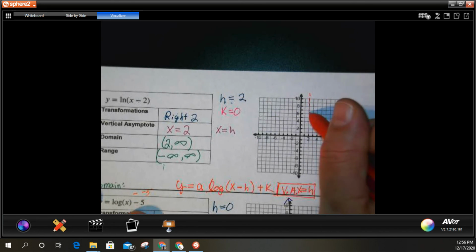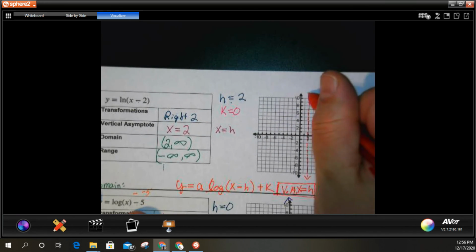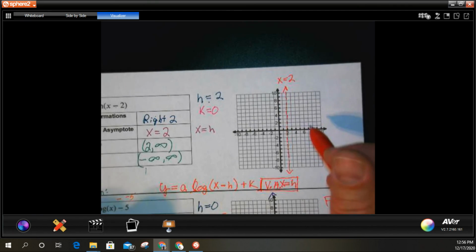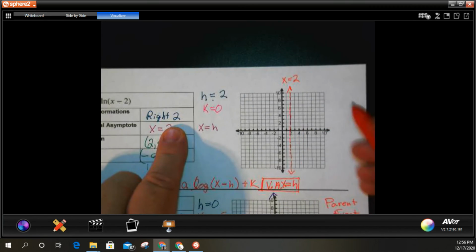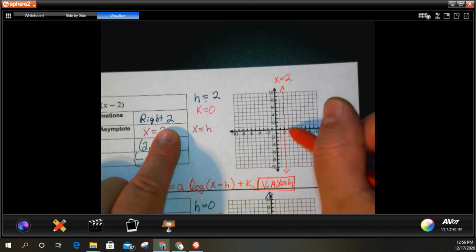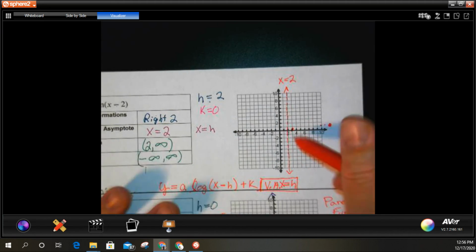If I do it without a calculator, my shift is right 2. So I'm going to do my 1, 0. So go right 2, 1, 2. And my 10, 1 is going to go right 2, 1, 2. And here is the graph of ln of x minus 2.